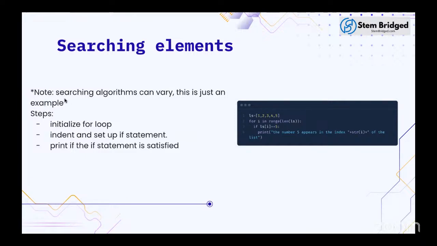Searching elements. This is an example with the for loop. So you make the for loop, if lst[i] is equal to 5, 5 is the number that we're looking for, then you print the index at which it appears. So this should return 0, 1, 2, 3, 4. This should return 4.